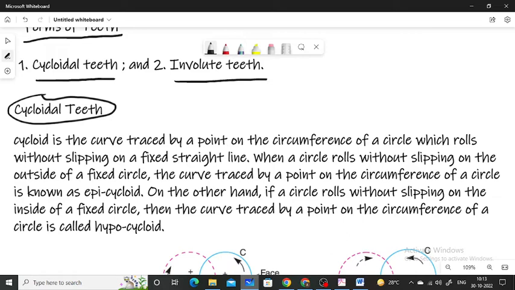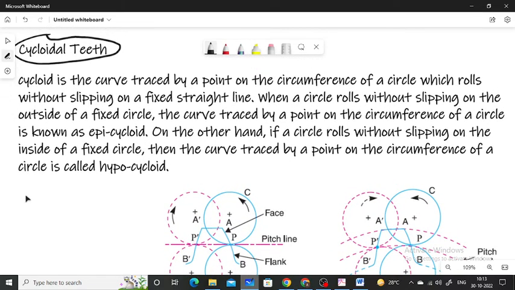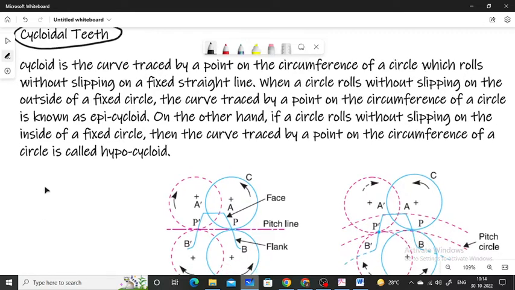When a circle rolls without slipping on the outside of a fixed circle, the curve traced by a point on the circumference of a circle is known as epicycloid. On the other hand, if a circle rolls without slipping on the inside of the fixed circle, then the curve traced by the point on the circumference of a circle is called hypocycloid.